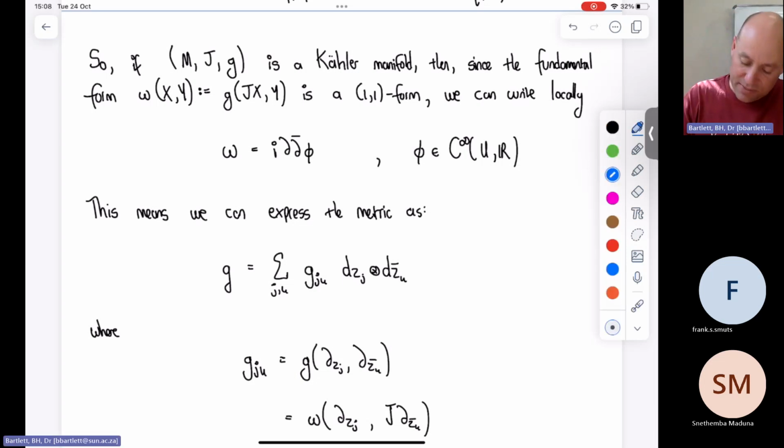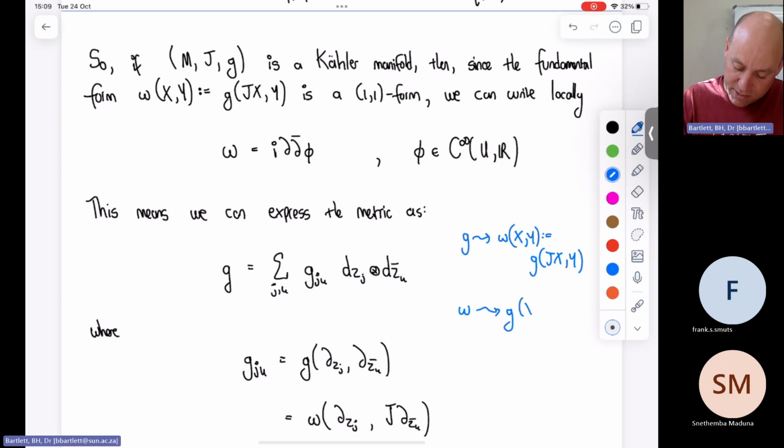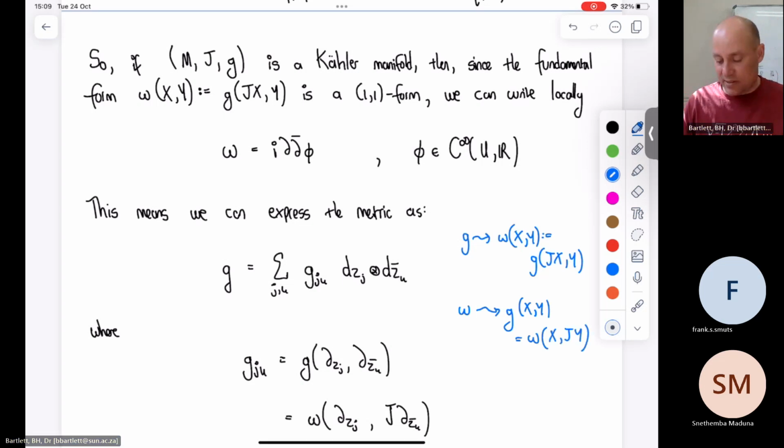Because originally we started with G and then we derived omega by saying that omega of x comma y is by definition G of jx comma y. But we can equivalently say that if I'm given omega, I could calculate G, because G of x comma y would then be the same as omega of x comma jy. I think that's correct. Because if I sub in jy here, then I get G of jx comma jy, which is the same as G of x comma y.